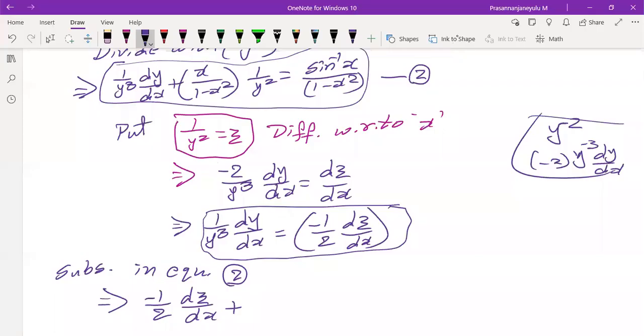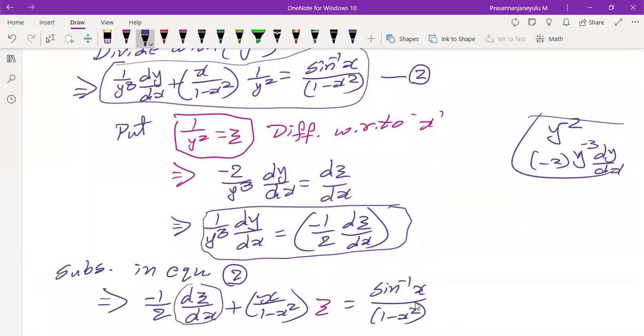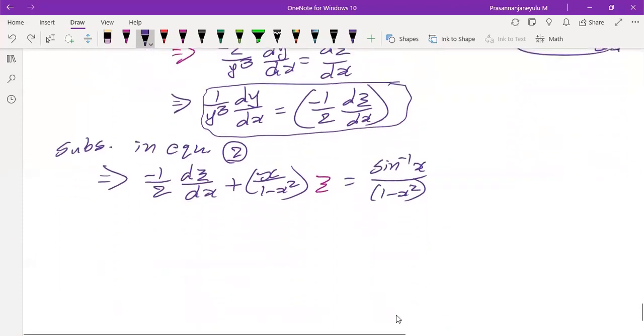So how do we write the first term? Minus 1 by 2 into dz by dx plus x by 1 minus x square into, what is the value of 1 by y square? What we substituted is z, is equal to, what is the right hand side? As it is, sine inverse x by 1 minus x square. Now, what about the differential term? The coefficient should be 1. But what do we have here? Minus 1 by 2.